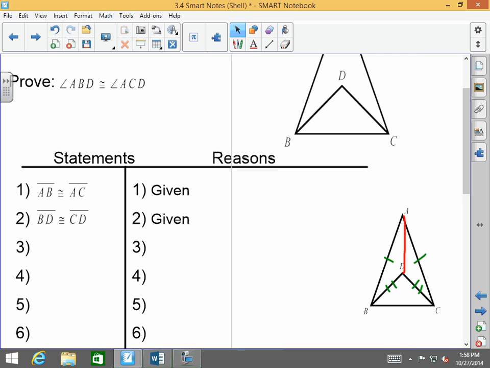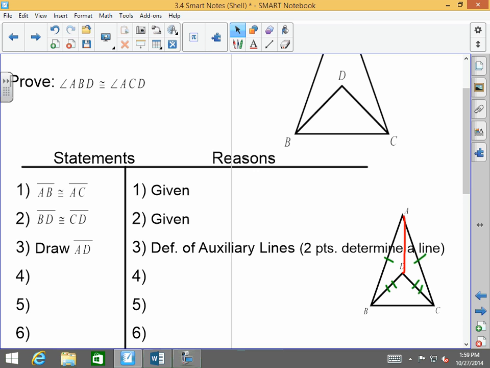Well, we have to state that we did that. So you literally say, draw segment AD. Why? Auxiliary lines. You don't have to put the definition of auxiliary lines or 2 points that determine a line, but you know me, I like to show you everything so that you can really understand it. You can just put auxiliary lines.